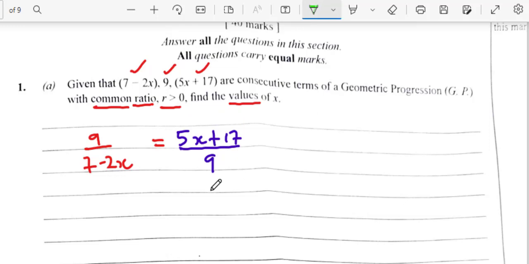So I'm going to multiply 9 by 9 here. I'll get 81 here, and I'll multiply 7 minus 2x. Let me put the whole thing in bracket, and I'll multiply it by 5x plus 17. So this is what I have here. All right, so let me expand it. I have 81 here, and I have 7 times 5x, so I have 35x.